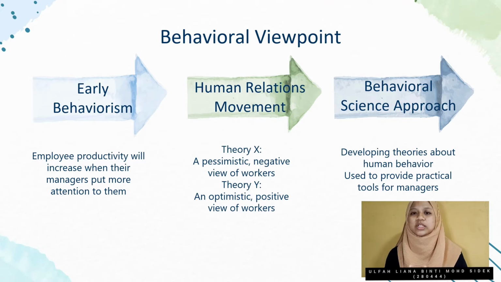In the human relation movement, we can apply two theories, which are Theory X and Theory Y. For example, when an employee is lazy and irresponsible, the company can create strict rules to control him so that he will work hard to achieve the goal. While for an employee who is optimistic and creative, the company just needs to provide the opportunity for him. Besides that, behavioral science is the study of the development of theory to provide practical tools for management.